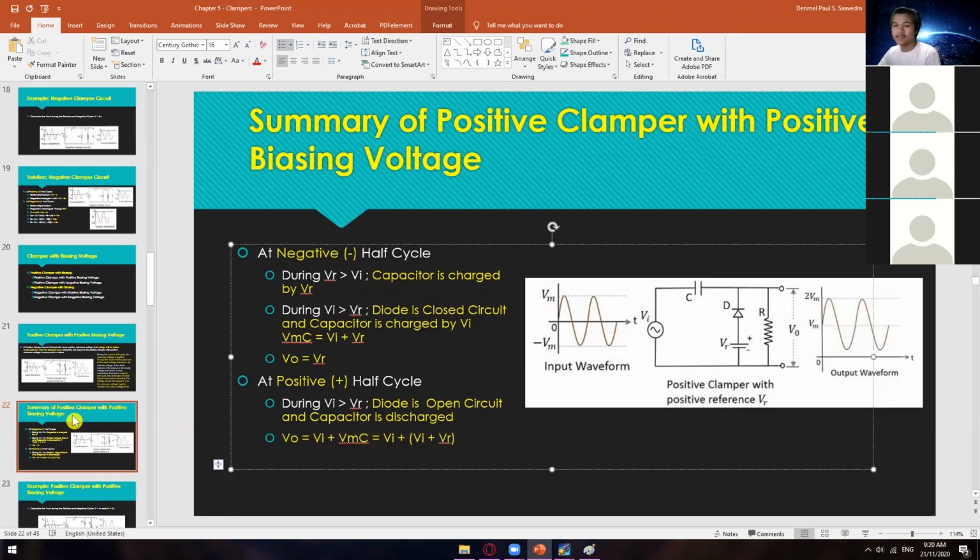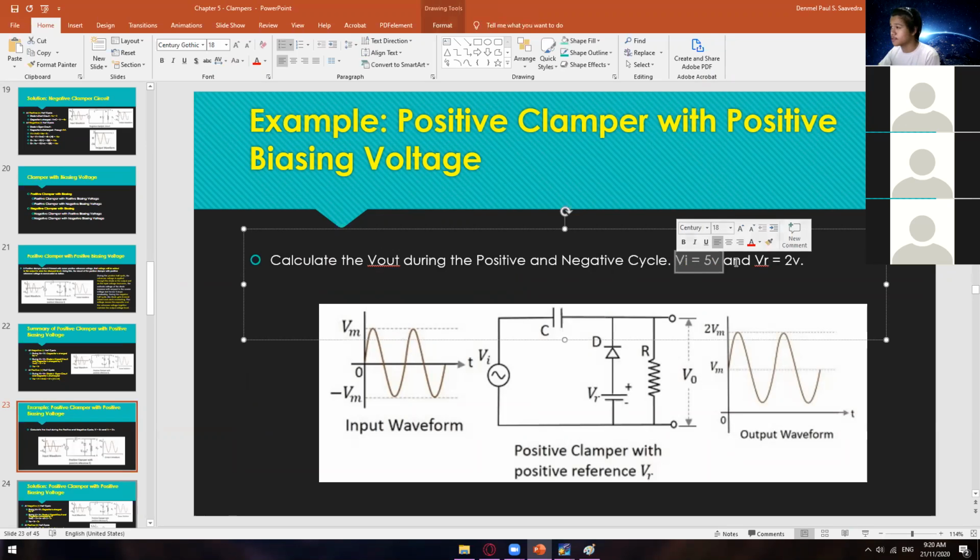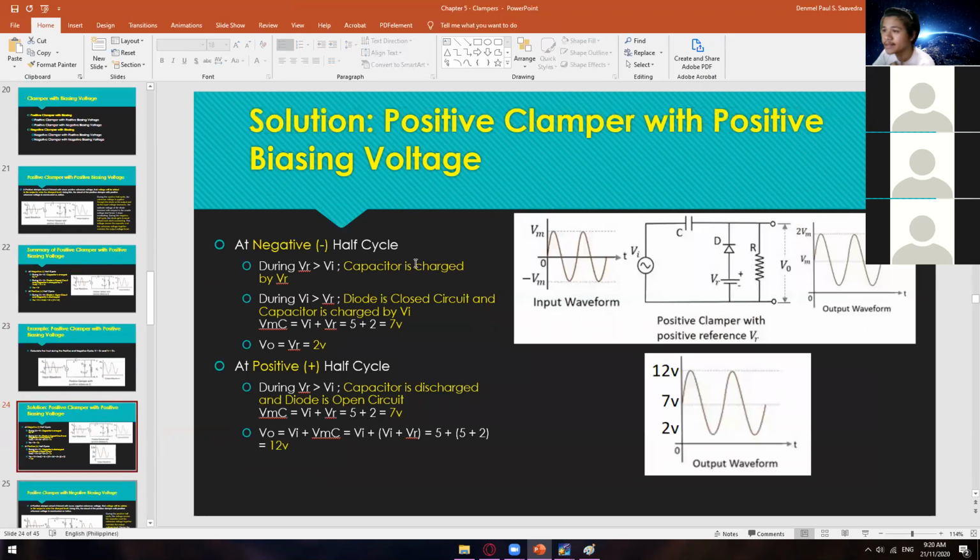Okay. All right. So moving on, let's have an actual example. Okay. So calculate the V out during the positive and negative cycle, wherein V sub I is equal to 5 volts, and then V sub R is equal to 2 volts. Okay, so let's analyze this one step by step. So again, we always choose wherein we'll be having a closed loop because that's what we want. We want to charge the capacitor first. So what is that cycle? So that is only during the negative half cycle.